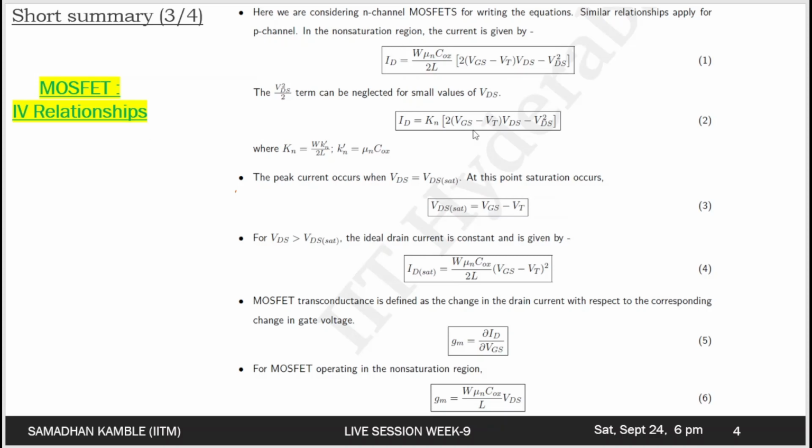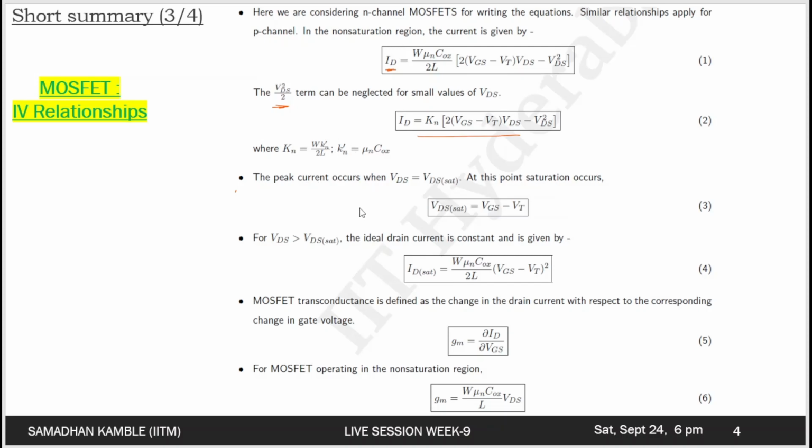You can see here, the drain currents are given as a function of the mobility, the oxide capacitance, and different applied voltages like VGS and the threshold voltage, VDS as well. So you can simplify this particular relation. If we have smaller values of VDS, we can neglect this particular term and we get this drain current as equation number 2 here, where Kn is a common factor substituted for W Kn prime by twice L.